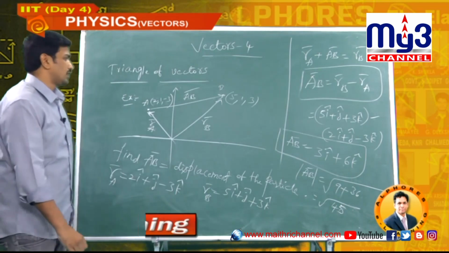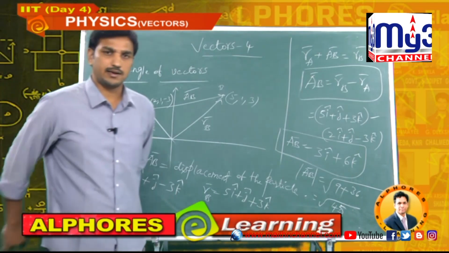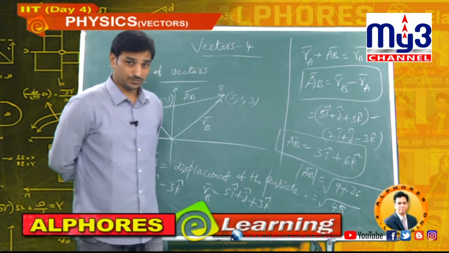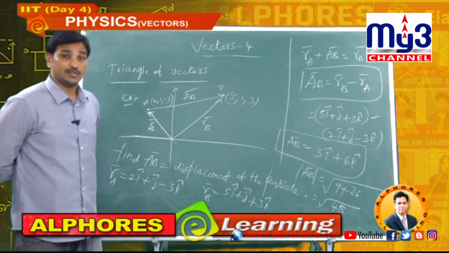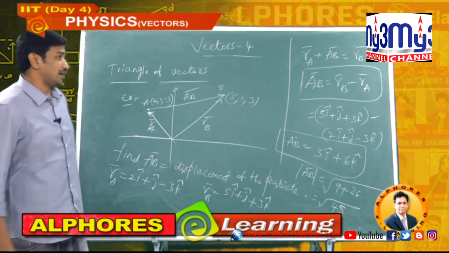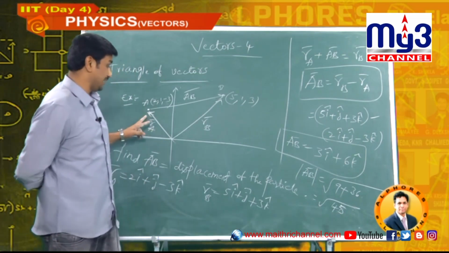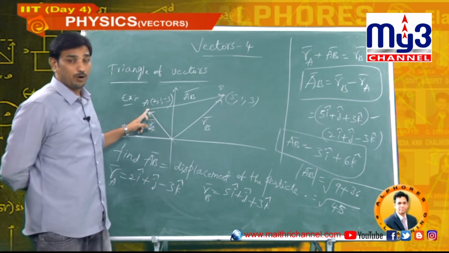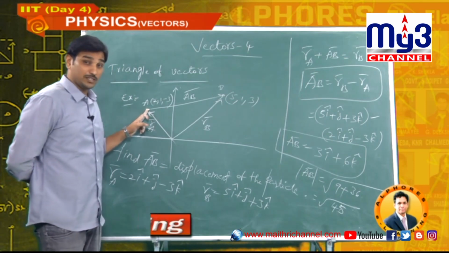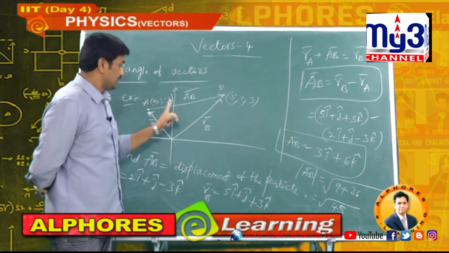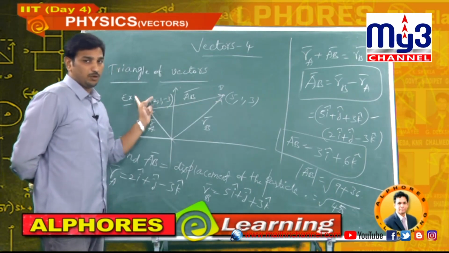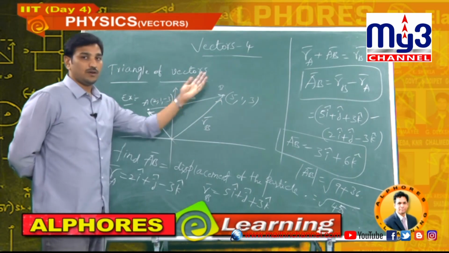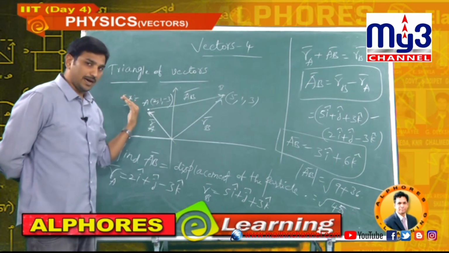I think you understood how we are going to use triangle law of vectors in our physics. Displacement of the particle we will calculate by using triangle law of vectors. Now I will give you the point once again. Initially the particle is at point A, now it was displaced from point A to point B. Displacement of the particle is AB bar, because when it is moving from A to B it is AB bar, when it is moving from B to A, BA bar.